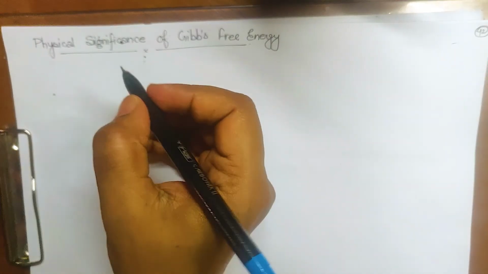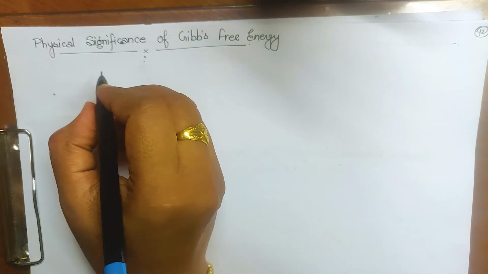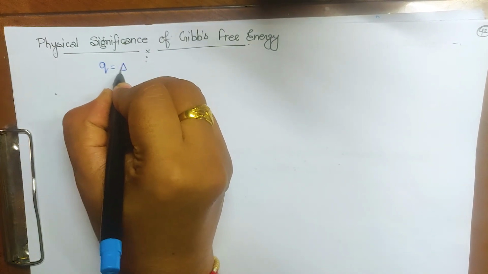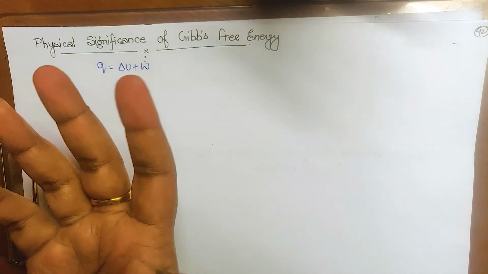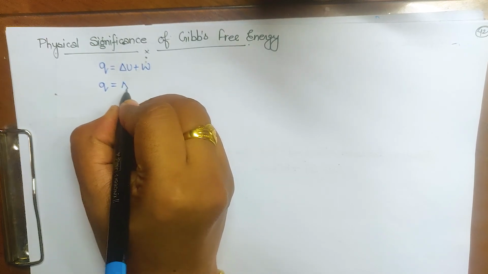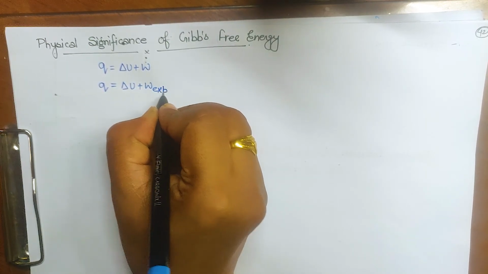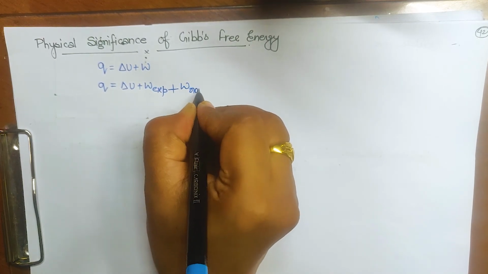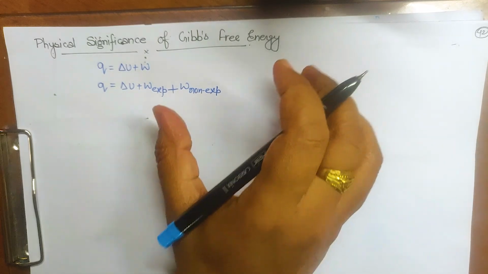Okay, so see, according to the first law of thermodynamics, we know very well that Q is equal to delta U plus W, isn't it? Here what I'm going to explain is that W can be expansion work, and W can be non-expansion work. Work done can be expansion as well as non-expansion. So I'm assuming that in this work done, both expansion work and non-expansion work are there. So can I write Q is equal to delta U plus W expansion plus W non-expansion? Just assume that both works are there.